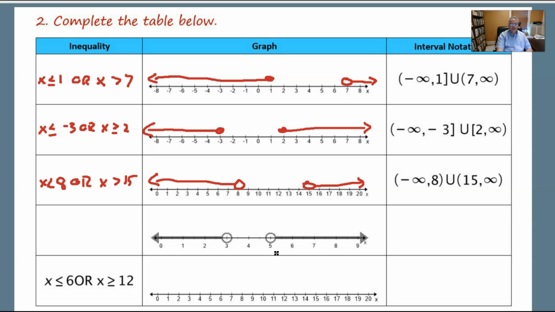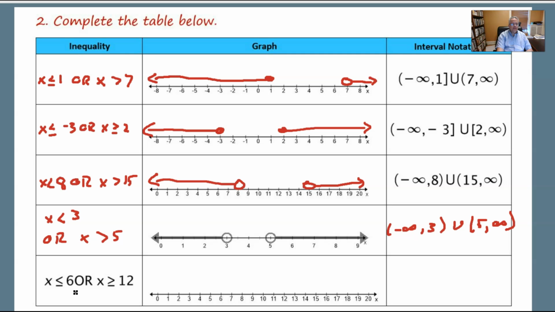This time I have the graph. That's okay. The inequality for this first piece is x is less than 3, or the inequality for the second piece, x is greater than 5. And so we would write this as minus infinity up to 3, union, 5 to positive infinity. That's how we write interval notation.